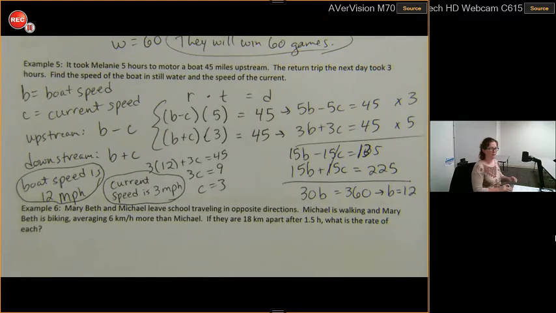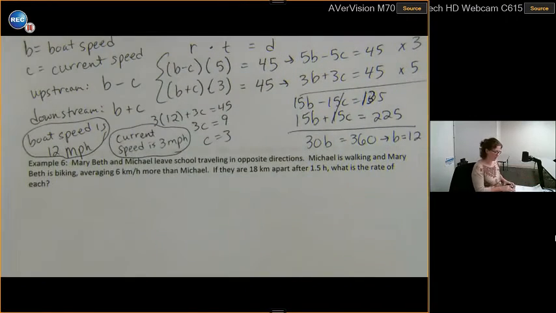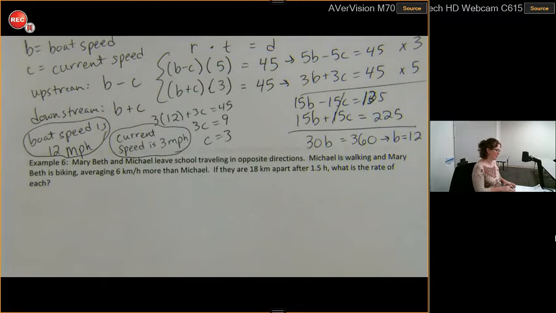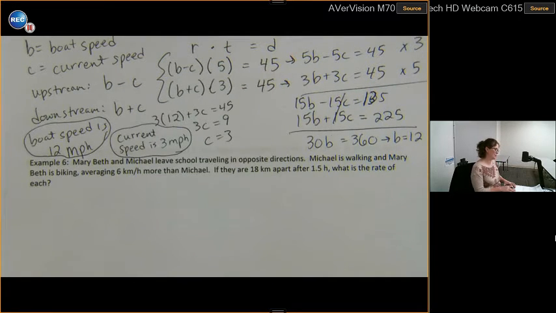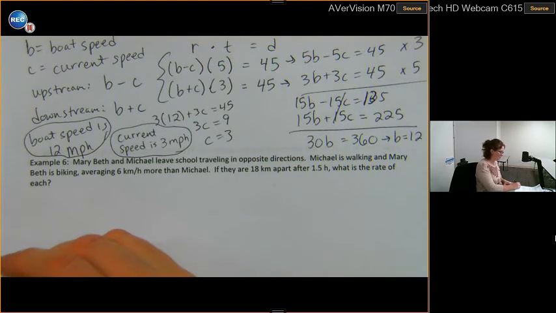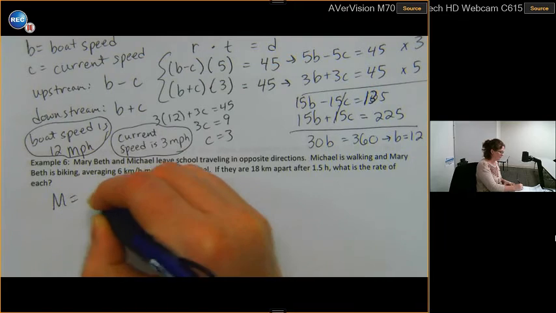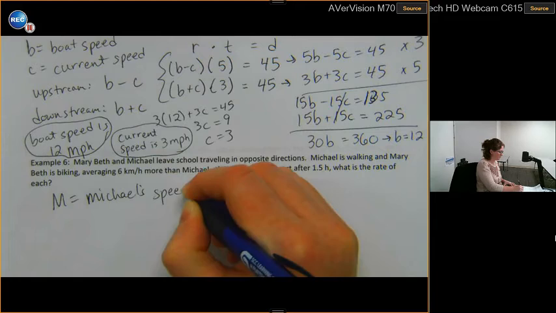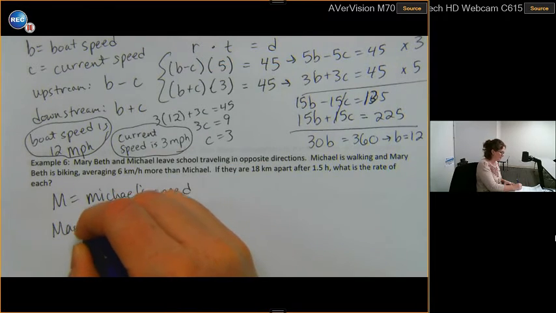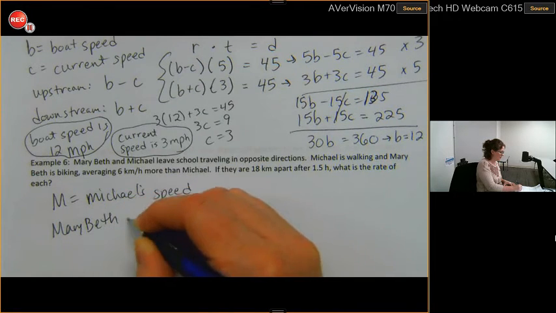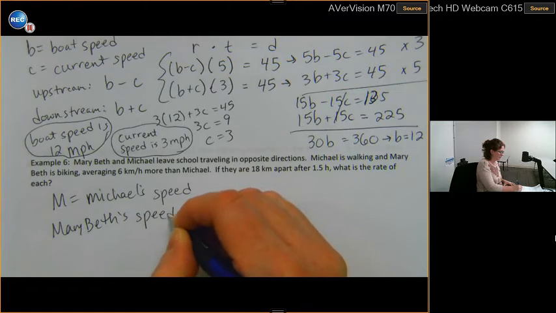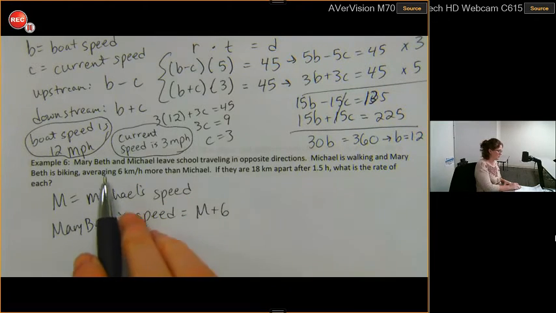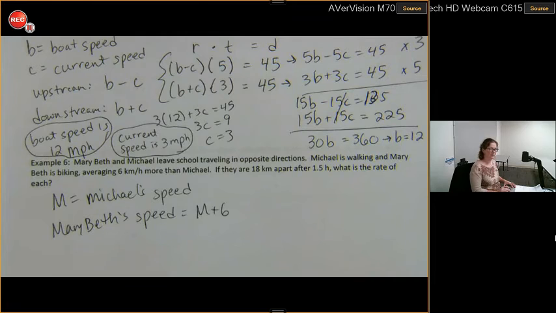Another uniform motion problem. Mary Beth and Michael leave school traveling in the opposite directions. Michael is walking and Mary Beth is biking, averaging 6 kilometers an hour more than Michael. They're 18 kilometers apart after 1.5 hours. What is the rate of each? So Michael, I'm just going to say M is going to be Michael's speed, and that means that Mary Beth is going to be M plus 6 because she's going 6 kilometers more per hour than Michael.